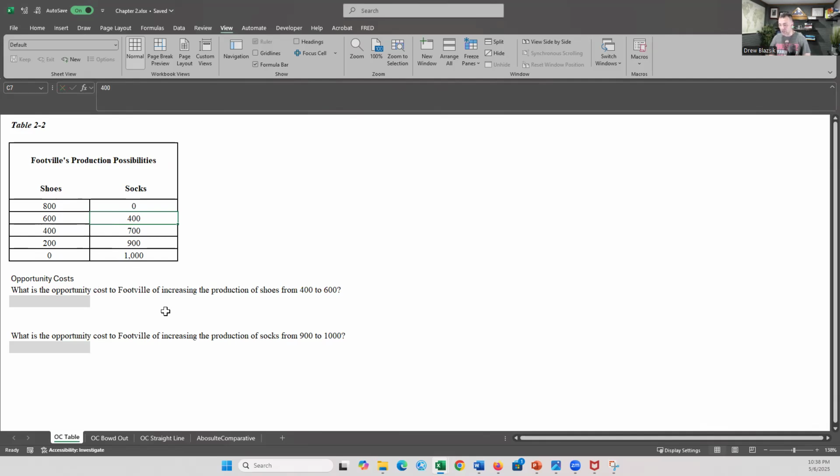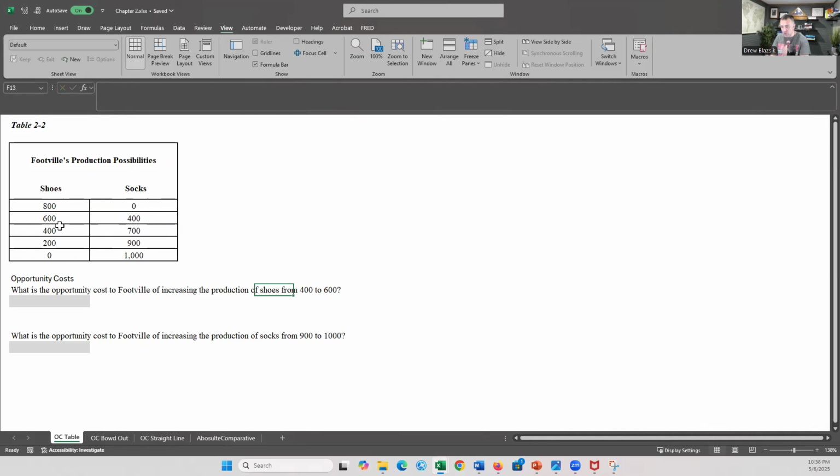So what are we losing? If you go to school, you gave up that job. That's the opportunity cost, what you could have had. So it's the next best thing you could have done is what you gave up in doing what you're doing now. So what we're looking at here is what is the opportunity cost to Footville of increasing the production of shoes from 400 to 600. So we're looking at shoes 400 to 600.